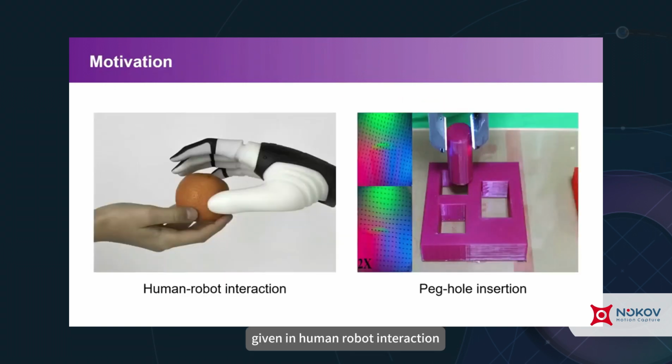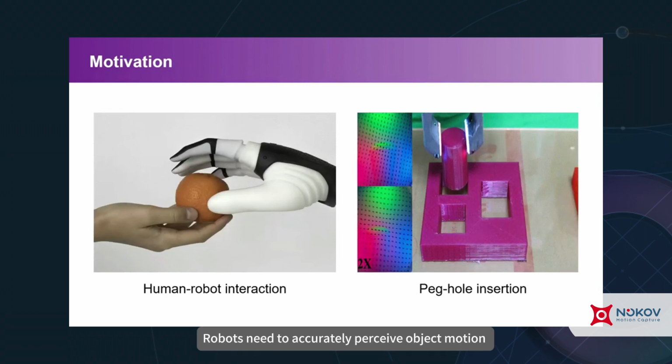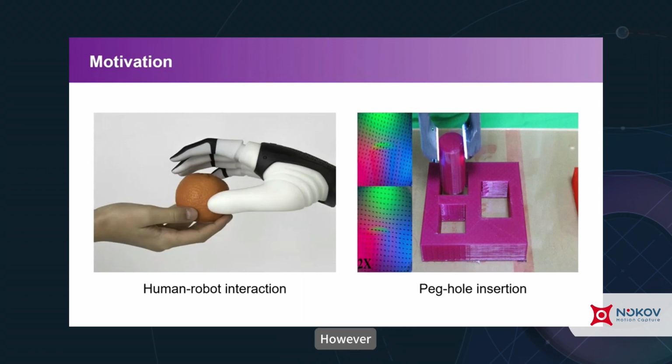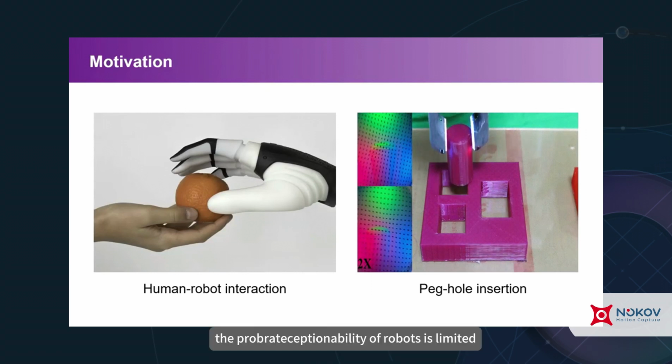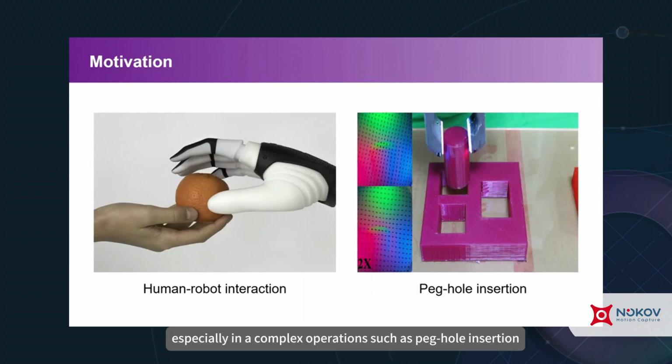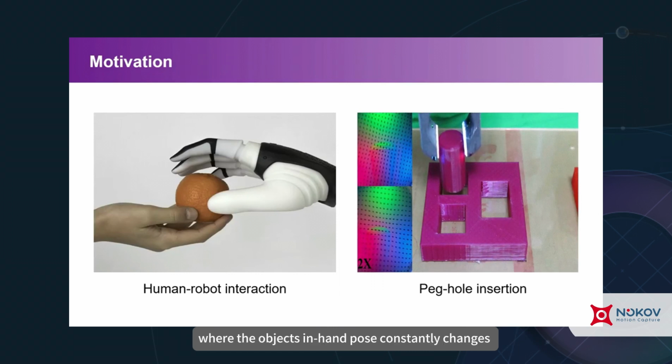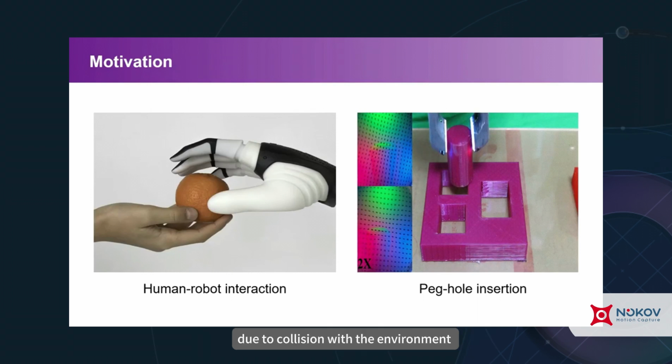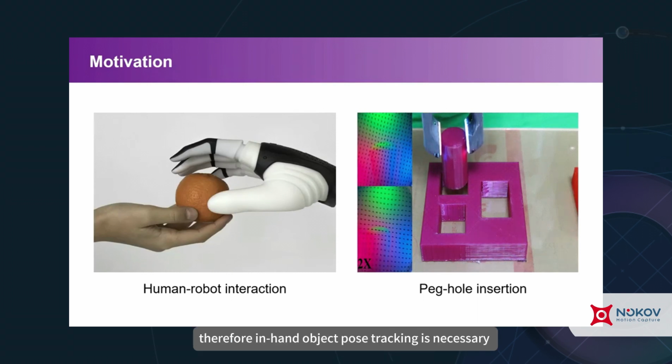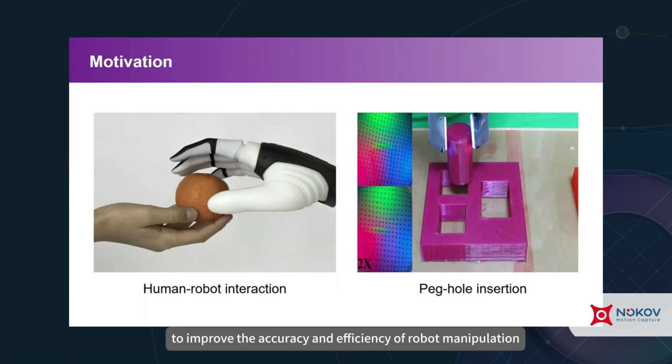In human-robot interaction or assembly tasks such as peg hole insertion, robots need to accurately perceive object motion to complete the task. However, the proprioception ability of robots is limited, especially in complex operations such as peg hole insertion, where the object's in-hand pose constantly changes due to collision with the environment. Therefore, in-hand object pose tracking is necessary to improve the accuracy and efficiency of robot manipulation.